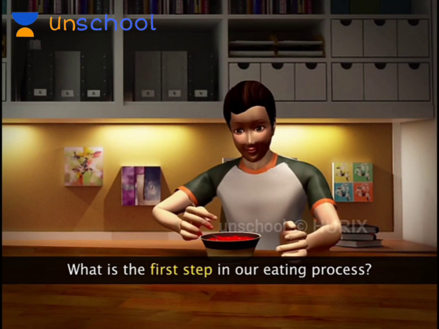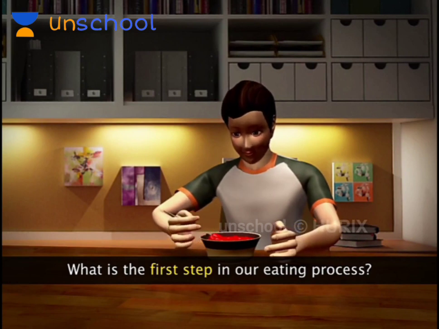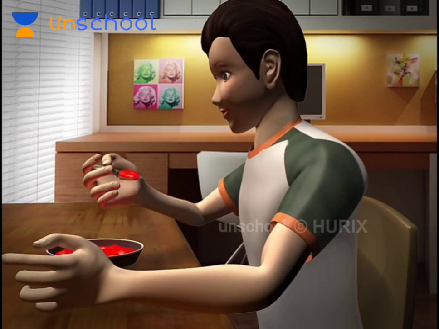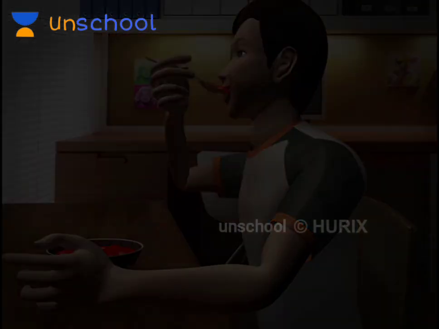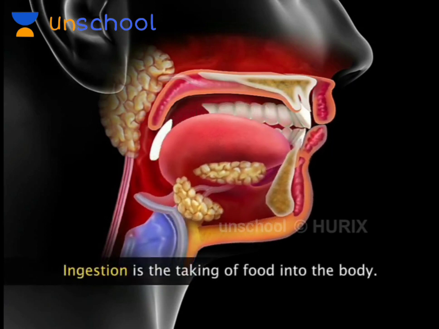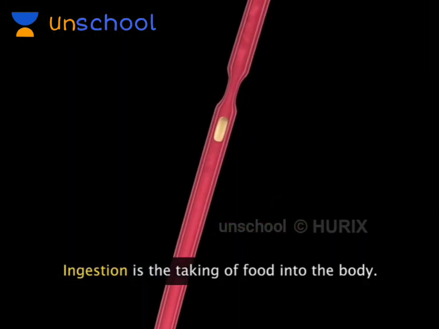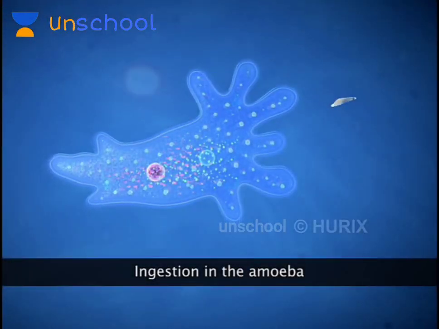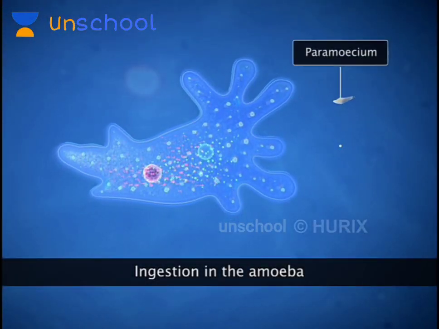What is the first action we take when we eat food? We put the food in our mouth. In other words, we take the food into our body. This act of taking the food into the body is called ingestion. Watch this amoeba ingest a food substance, in this case, another unicellular animal, a paramecium.